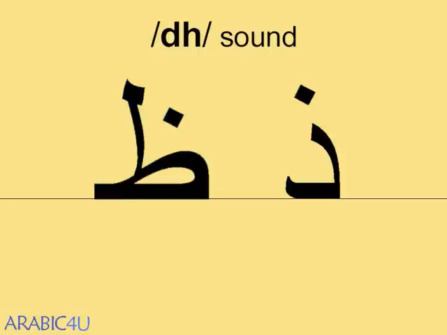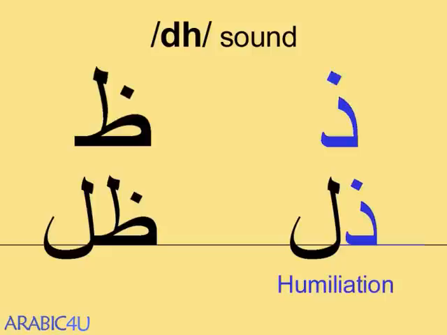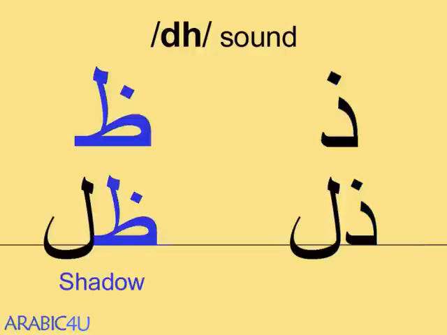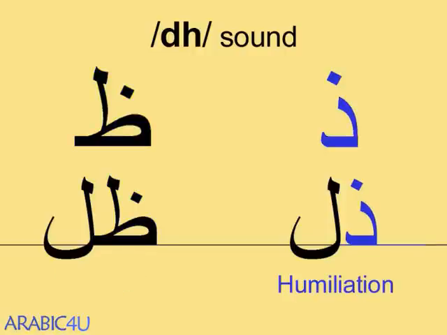Okay, I will show you these two examples. This one you read it as dhullun. That's correct. And this one is dhillun. Dhillun. Yes. Dhullun. Dhillun.